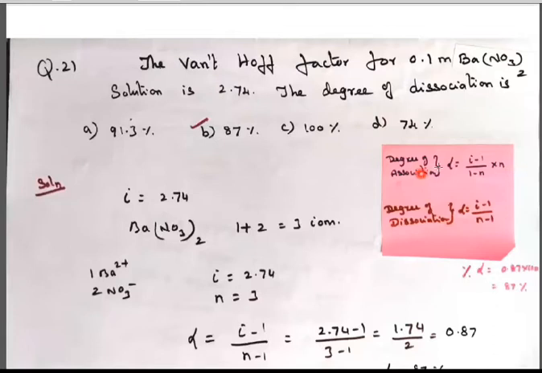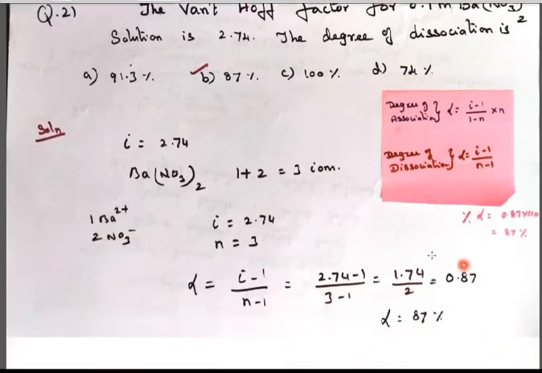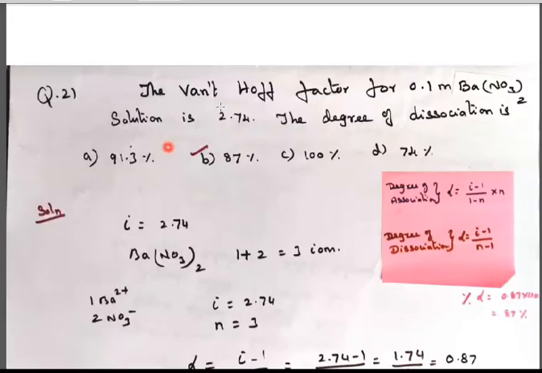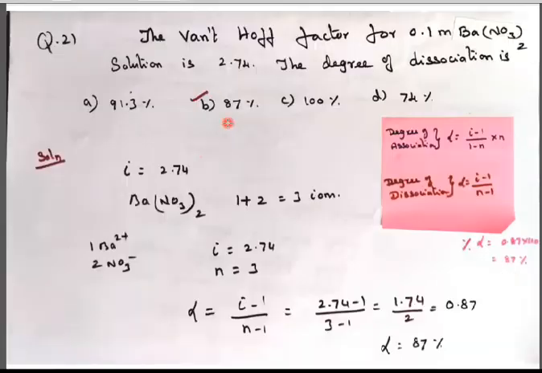In case of association, alpha is equal to (i minus 1) divided by (1 minus n) into n. And for the degree of dissociation, alpha is equal to (i minus 1) divided by (n minus 1), where n is the number of ions. Here, i, the van't Hoff factor, is equal to 2.74 for barium nitrate. So barium 1, nitrate 2, totally 1 plus 2, 3 ions. So n is equal to 3.